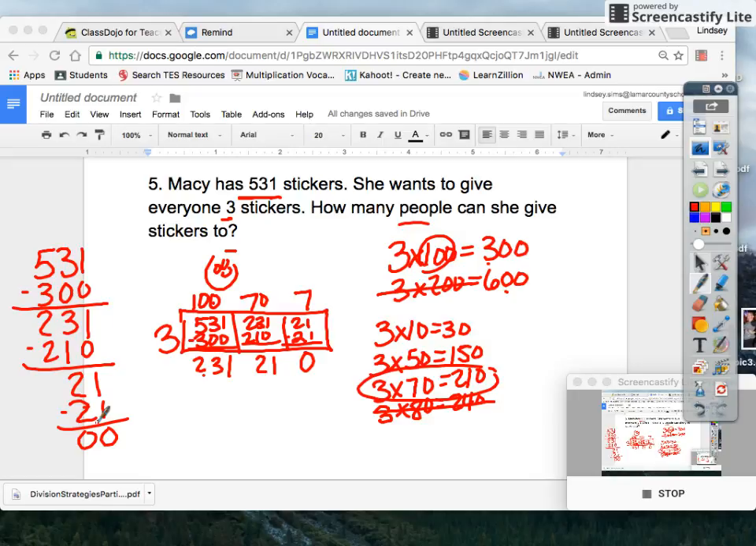Now, to find our answer, to find our quotient, we add this top row. 100 plus 70 plus 7 equals 177. So Macy can give 177 people 3 stickers apiece since she has 531.